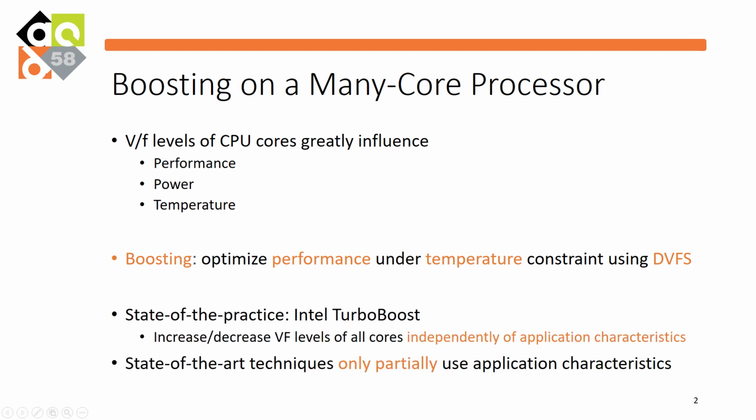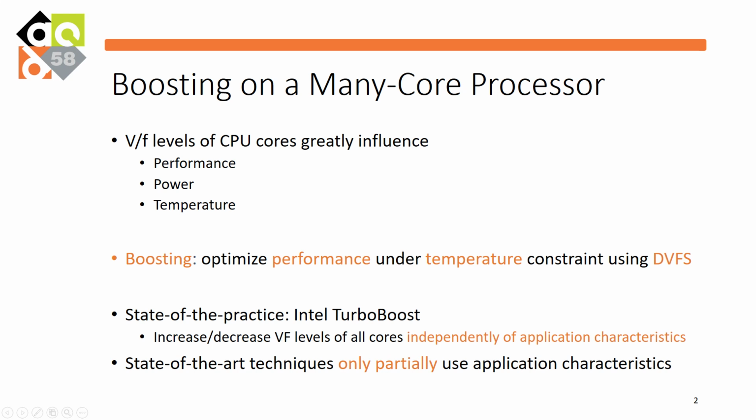Existing boosting solutions are suboptimal, as we will see in a moment. For instance, the state of the practice, Intel Turbo Boost, simultaneously increases or decreases voltage and frequency levels of all cores without considering the characteristics of the applications running on these cores. As we will see, different application characteristics let some applications benefit more from boosting than others, which can be exploited by assigning different VF levels to different cores.